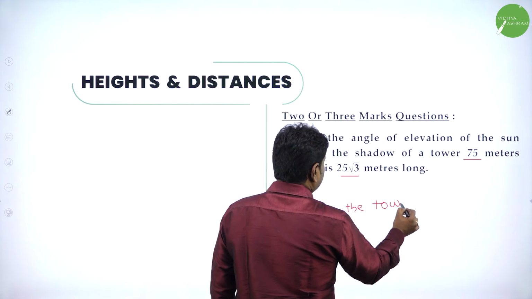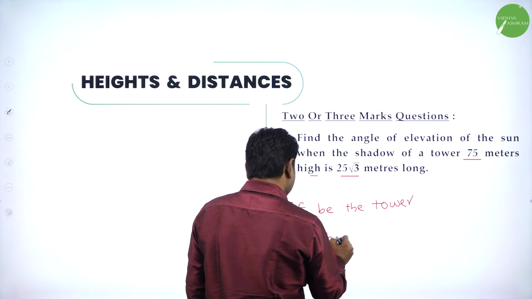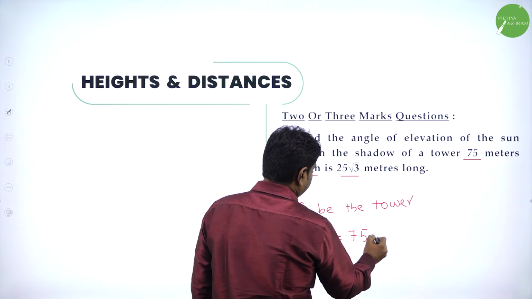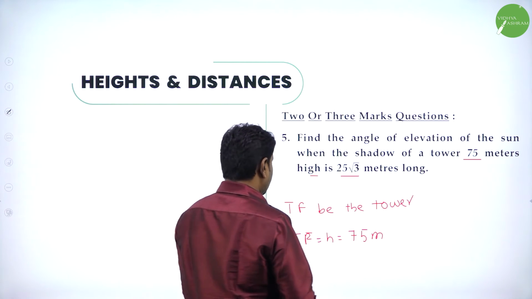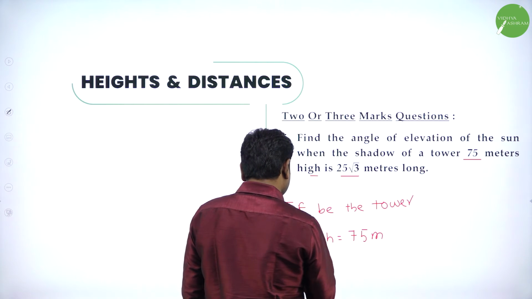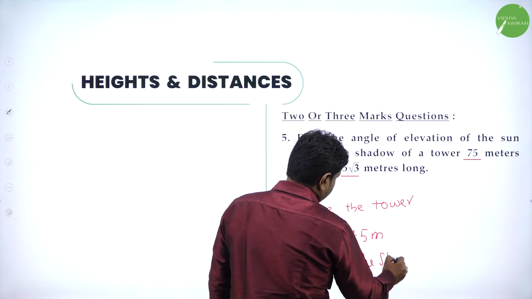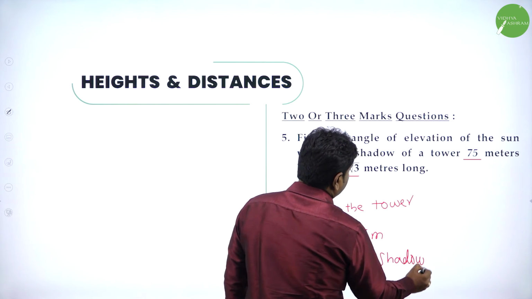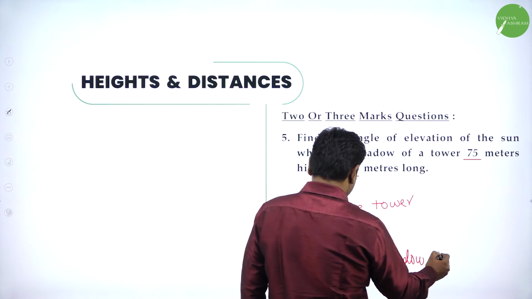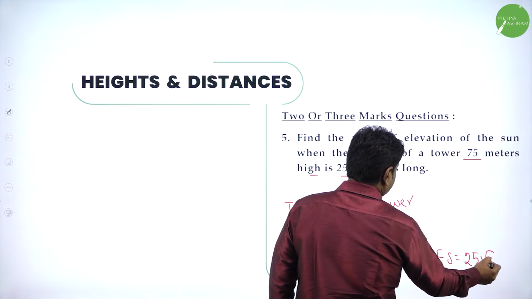And they told the height of the tower. So TF is the height of the tower. That height is also given, 75 meters, in the problem. And also the shadow starts from the foot. So FS be the shadow, and they also give a description for the shadow. So how long is the shadow? 25 root 3. So FS is 25 times root 3.